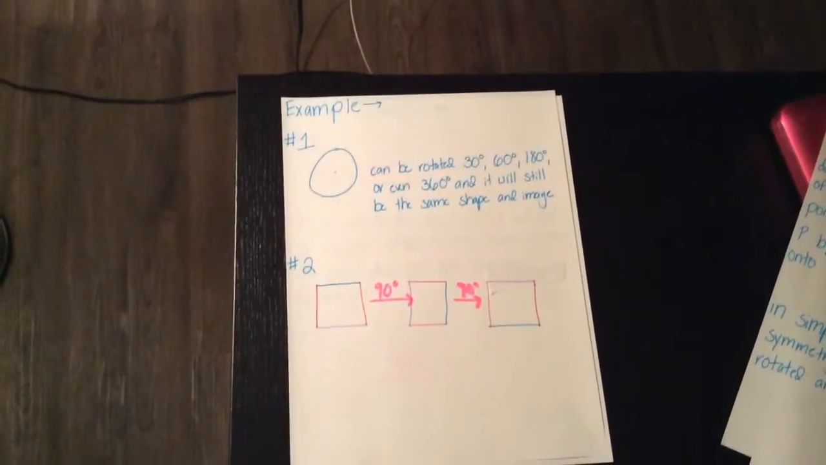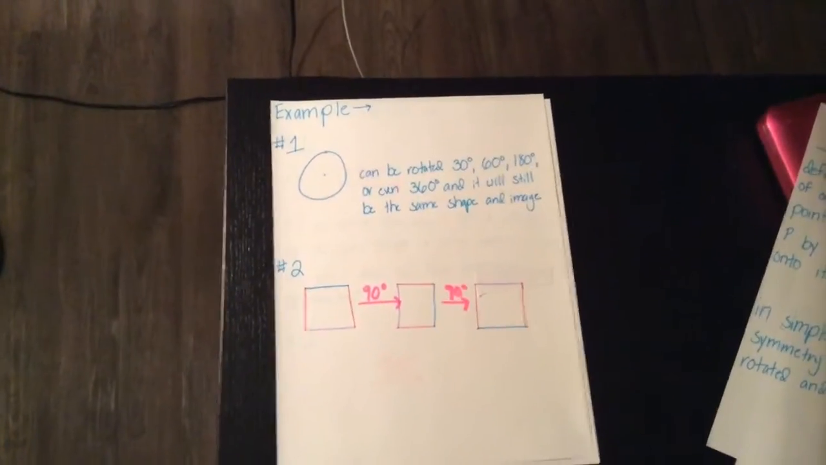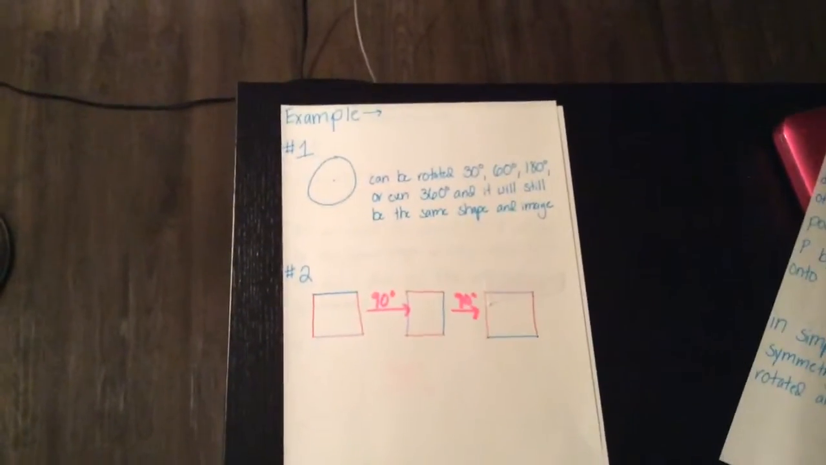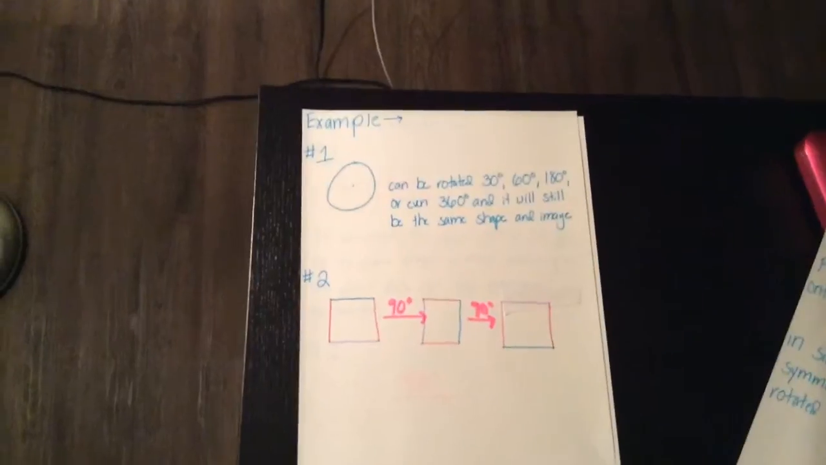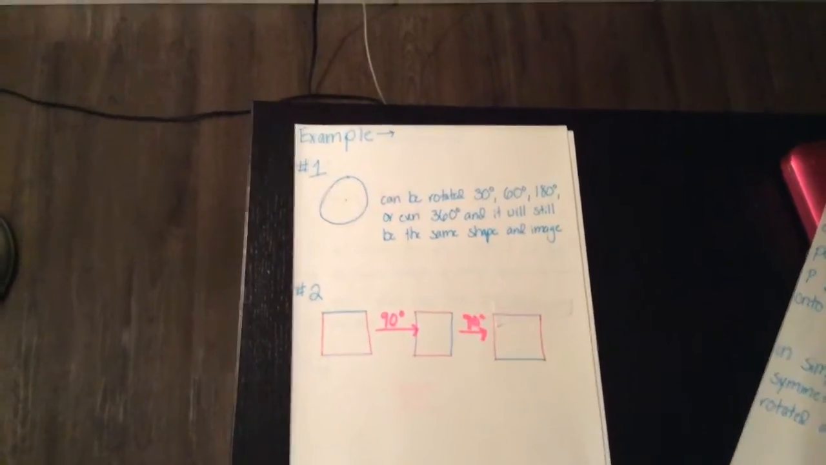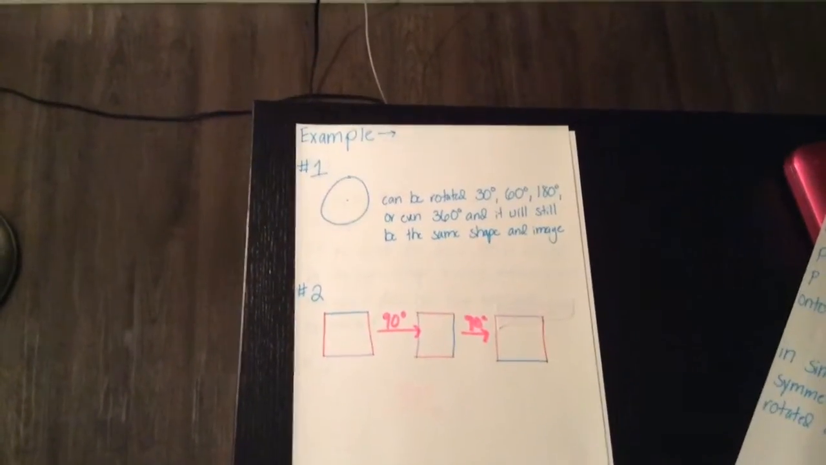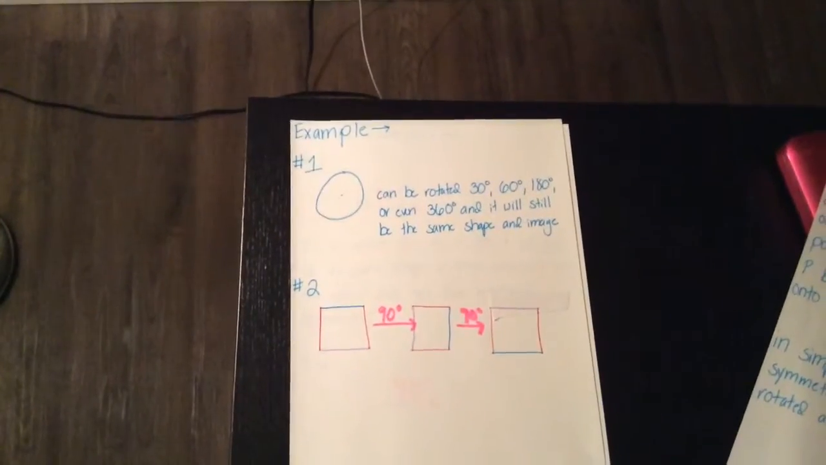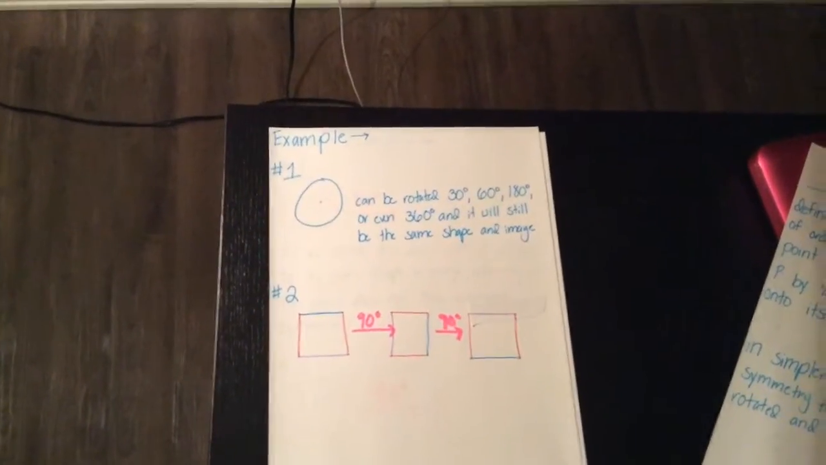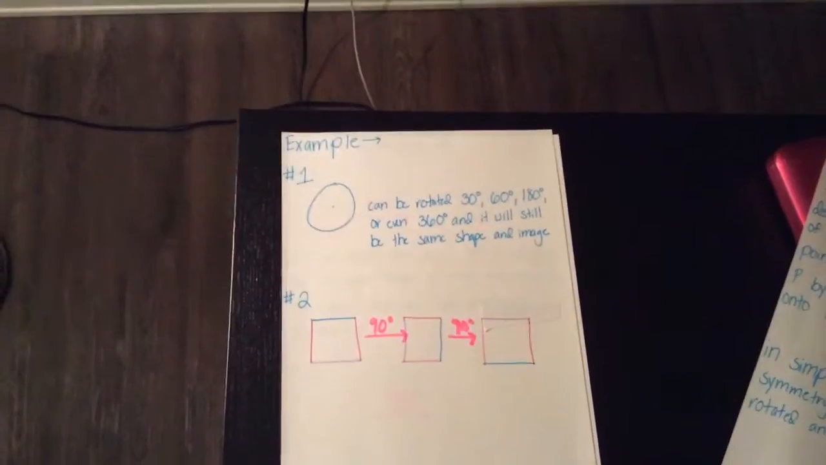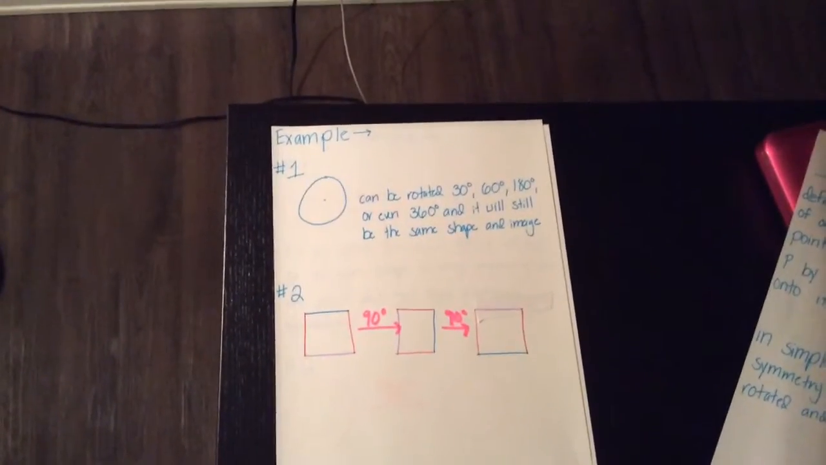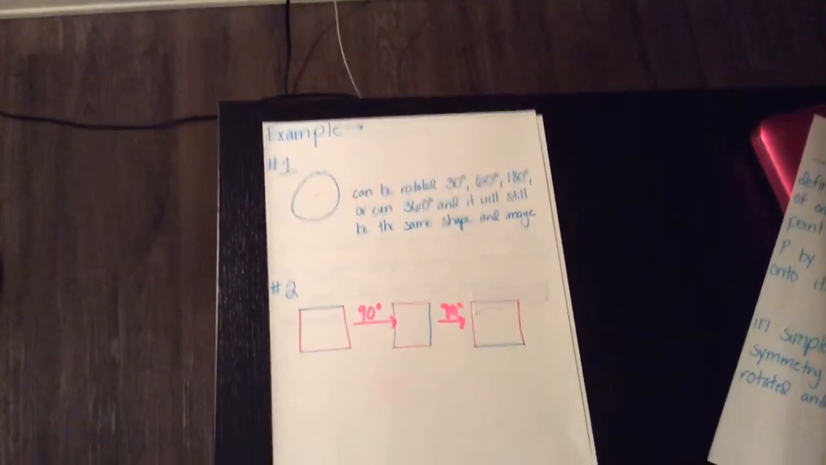Our second example is a square, and the squares have been labeled with different colors to represent the sides. If the square is rotated 90 degrees, you can see by the colored sides that the shape hasn't changed even when it's rotated. And when it's rotated another 90 degrees, you can see that the sides have moved, but the shape still remains the same.